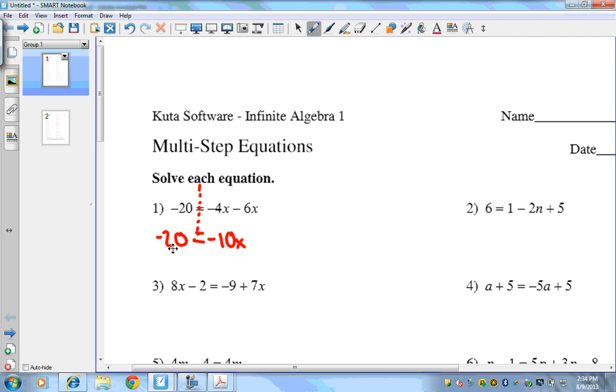And of course we have negative 20. So we have negative 20 is equal to negative 10x, and by now you should know that you'll be dividing by negative 10, and when you do so, you would get x is equal to 2. And also please remember to always check your work.